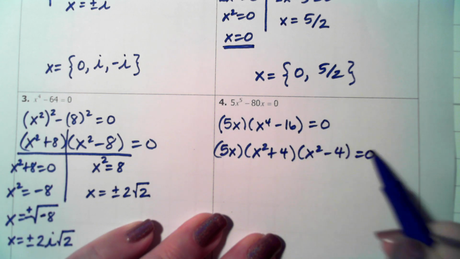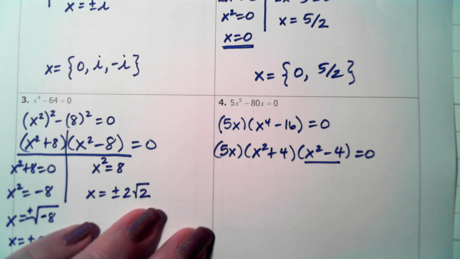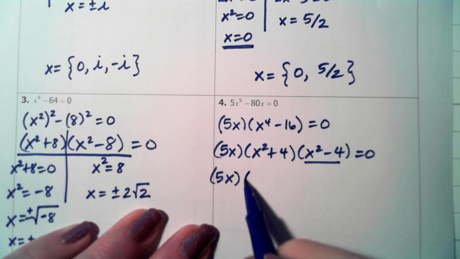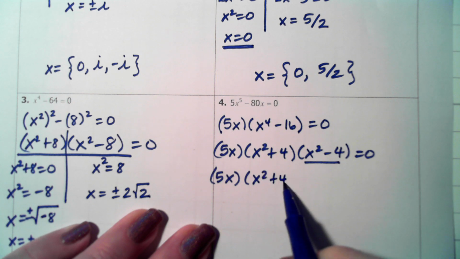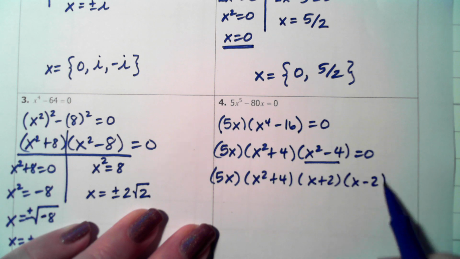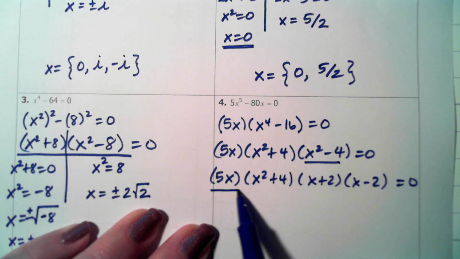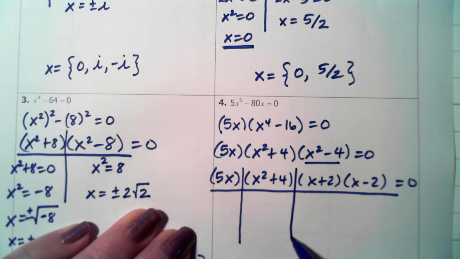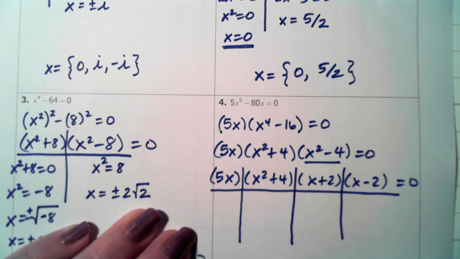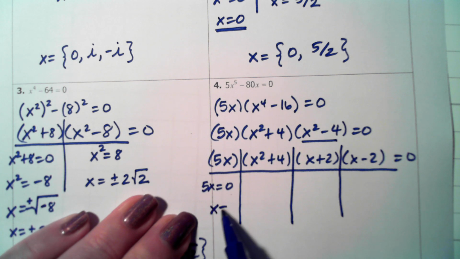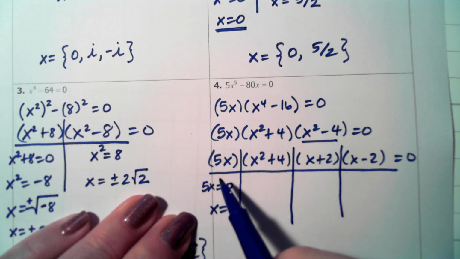And once again, we have the difference of 2 squares, so we're not done factoring yet. 5x times x squared plus 4 times x plus 2 times x minus 2, and that equals 0. Writing it like a factor tree or a T-table or however you want to word it, there I have them all. For this to be 0, 5x equals 0, which happens when x equals 0. So I've solved that factor.